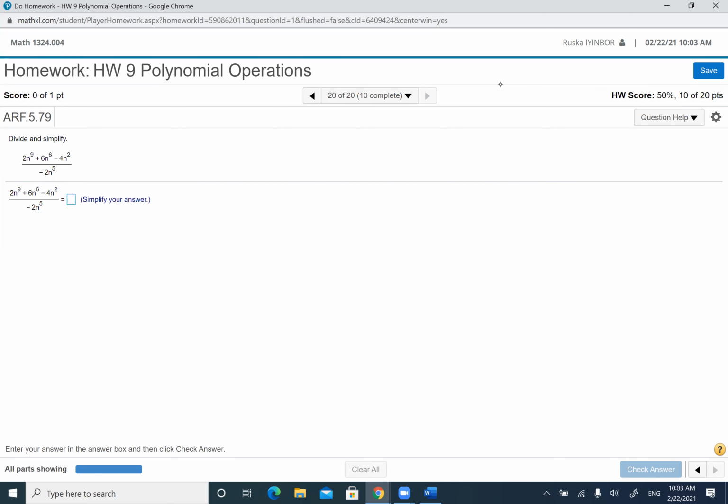Now, what happens if it's two terms? There are two methods of doing it, long division and synthetic division, okay? And it's a little bit complicated method. If you want, I can show you how to do that, but you don't have it in this homework, okay? Any other questions? No, ma'am. Okay, so that's what you have for today.